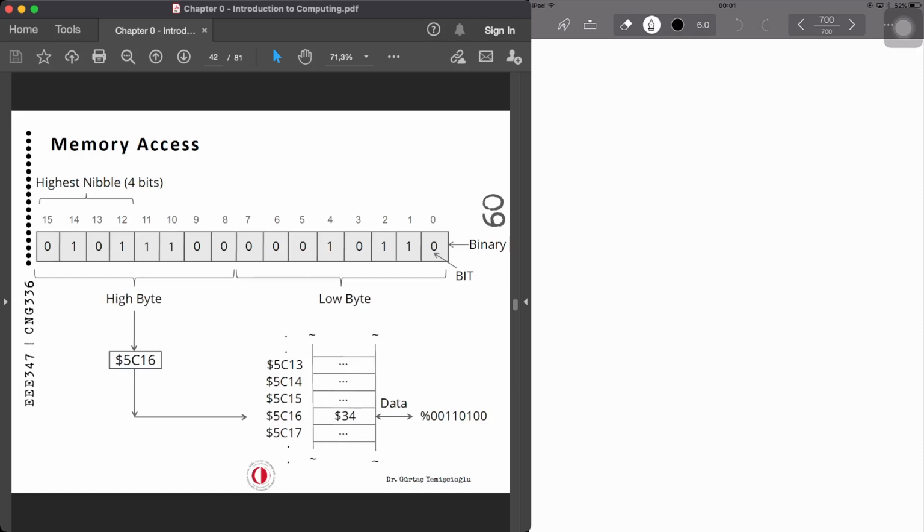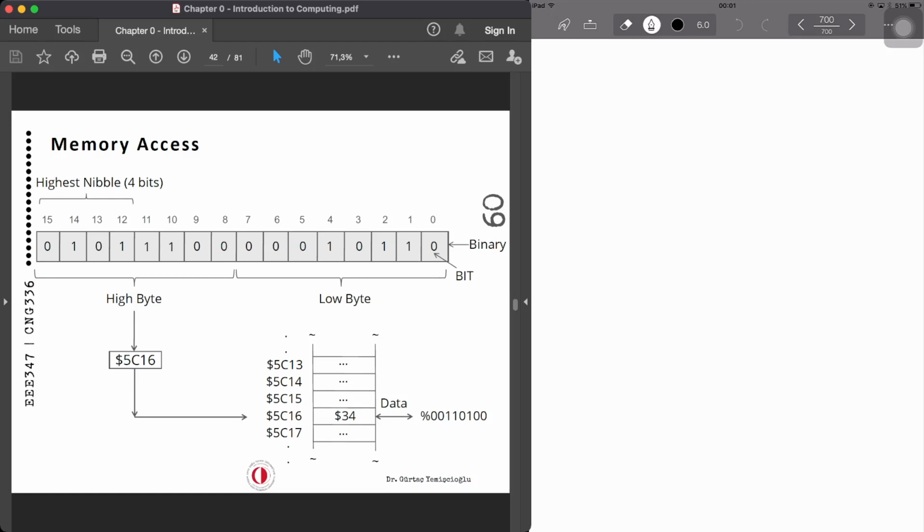Now, another important thing is memory access. So how are we accessing the memory from the CPU? Now, you can see a long data over here, which is 16-bit or one-word data, which has got a low byte, low 8 bits, and a high byte, high 8 bits.